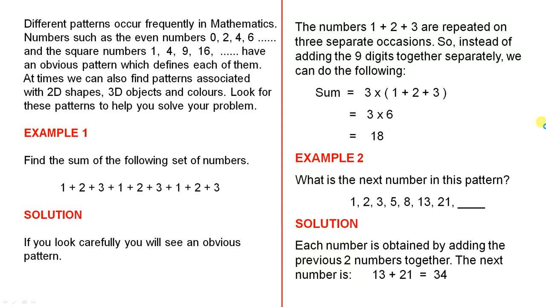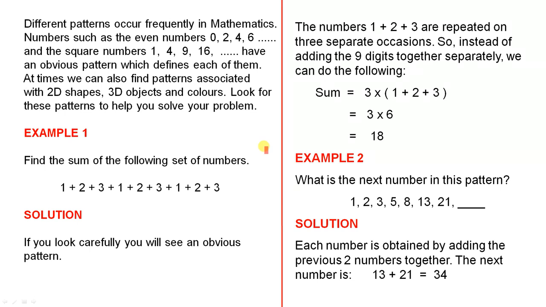Different patterns occur frequently in mathematics. Numbers such as the even numbers 0, 2, 4, 6, etc. and the square numbers 1, 4, 9, 16, etc. have an obvious pattern which defines each of them. At times we can also find patterns associated with 2D shapes, 3D objects and colours. Look for these patterns to help you solve your problem.